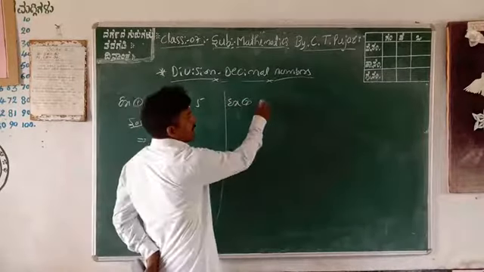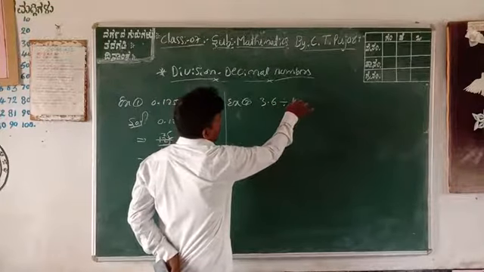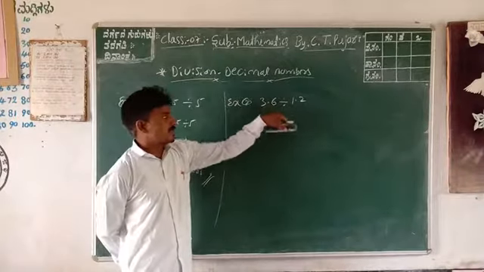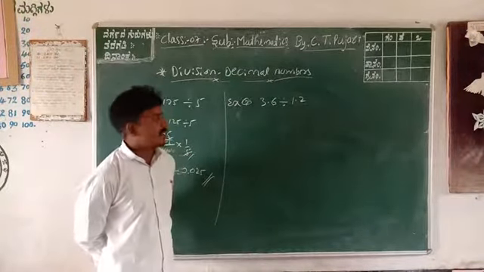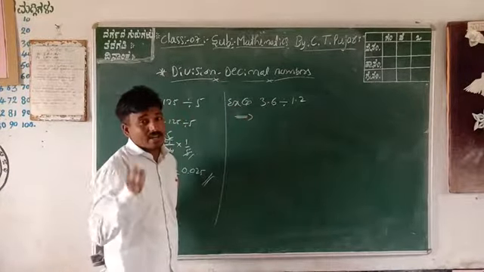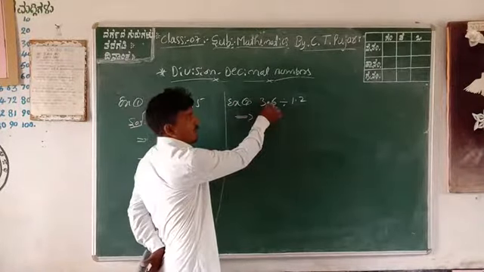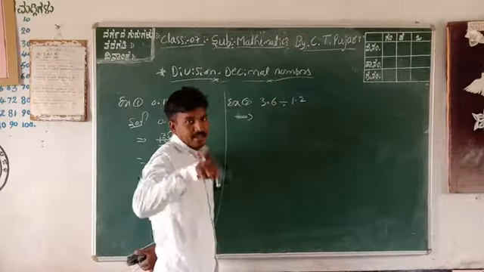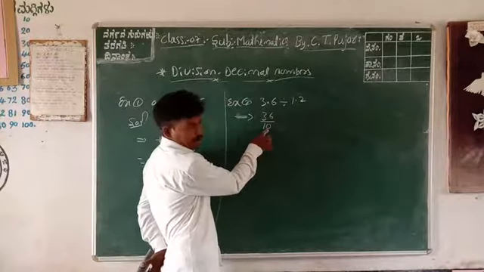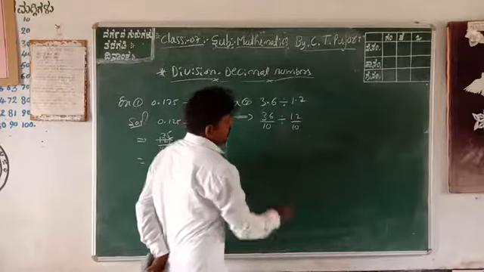Example 2. Divide 3.6 by 1.2. How to do it? This is very easy. First of all, convert the decimals into fractions. There is one digit after the point, so divide by 10. Therefore, 36 divided by 10, divided by 12 by 10.